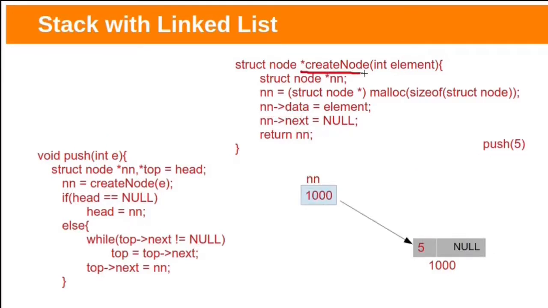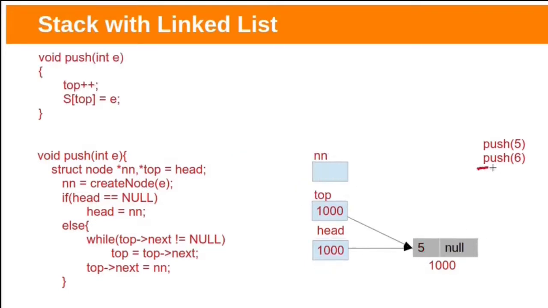This create node function will return new node address that will be stored in this pointer in this push function. So now this new node will contain the address of this newly created node 1000. Global variable head is also null initially. Here this top is assigned with head value, so top will also be null. Here head is null, so which satisfies this if condition. So we need to make this newly created node as head by copying contents of this new node pointer into this head. Now head will contain address 1000, means now we made this newly created node as head.